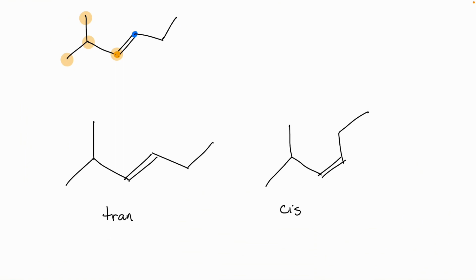So let's just see, no wrong answers, just to feel it out here. Who thinks that the trans product would be more stable? And who thinks that the cis product would be more stable? All right, why do we think the trans product might be more stable?